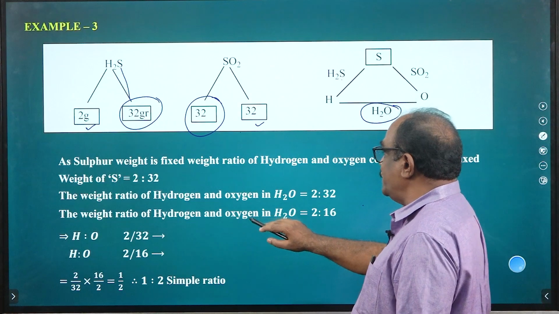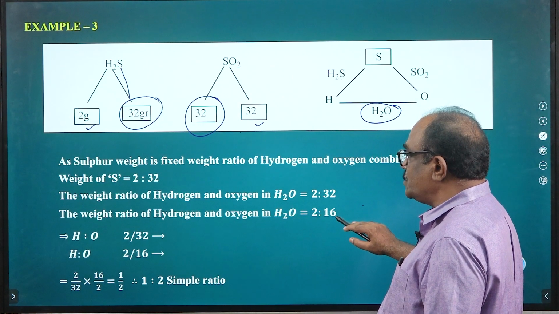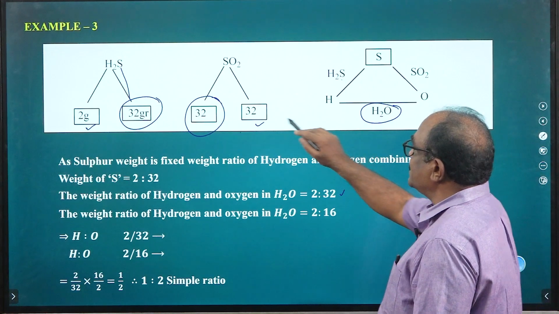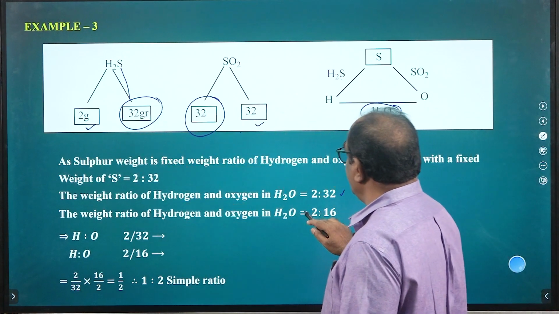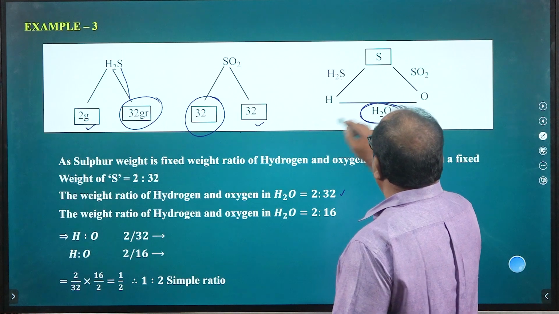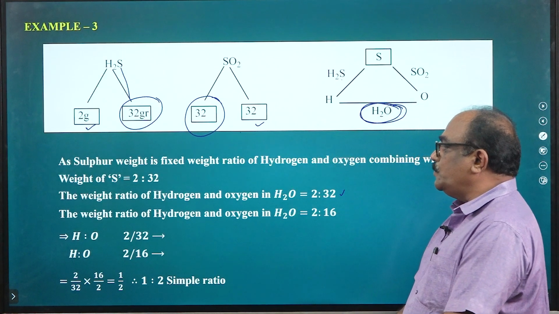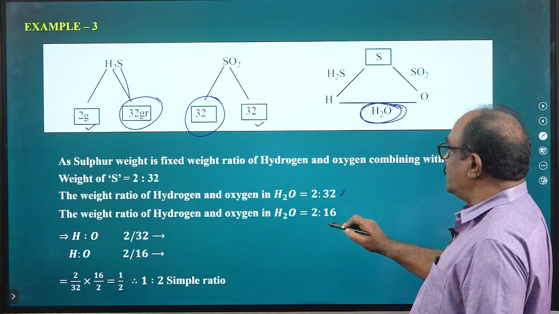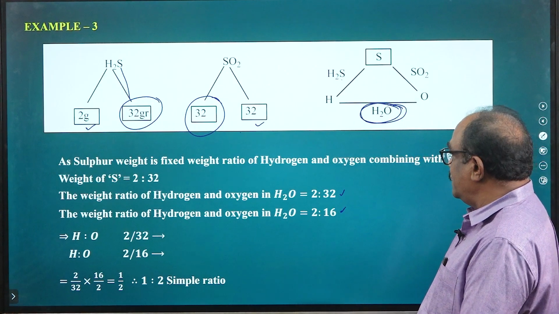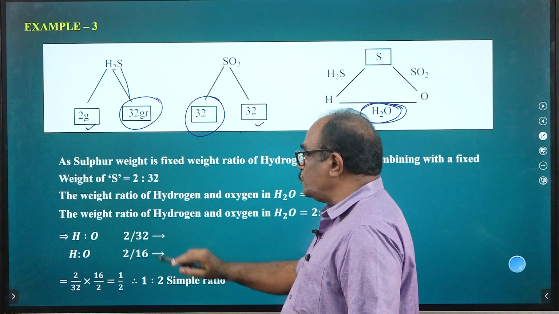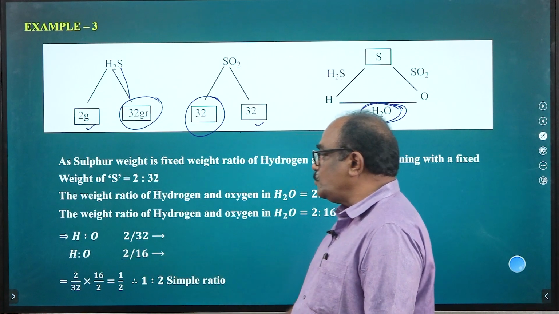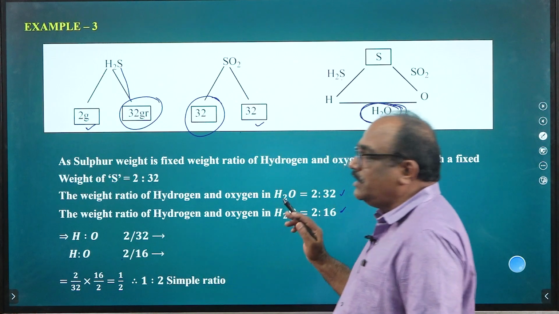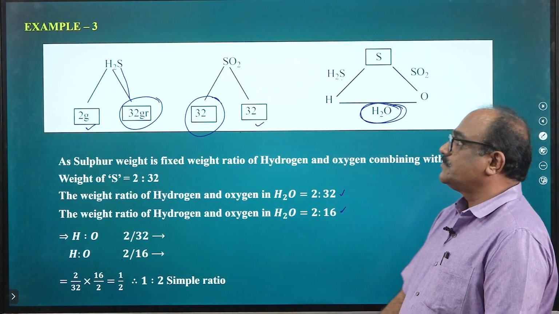The weight ratio of hydrogen and oxygen in H2O is 2:16. This value is obtained from the direct combination of hydrogen and oxygen to produce water, which is the second data taken. If I take the first ratio as 2/32 and the second ratio as 2/16, and take the ratio of these two, it will be 1:2, which is a simple ratio.